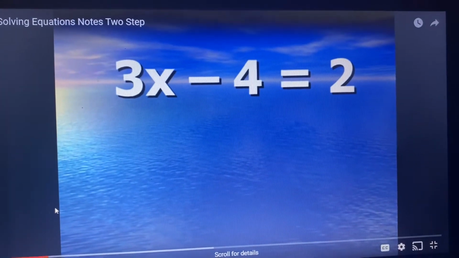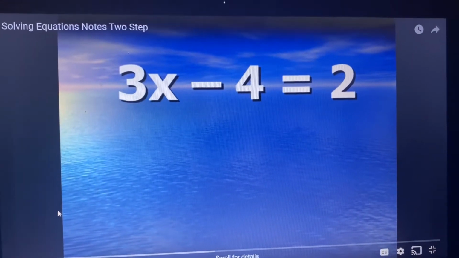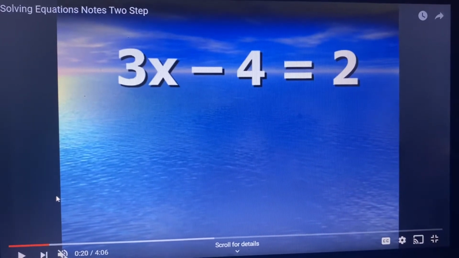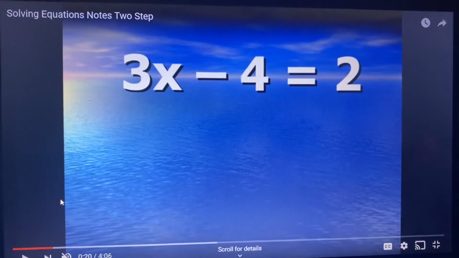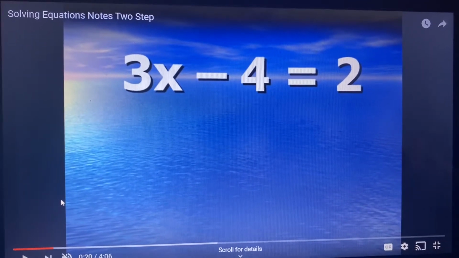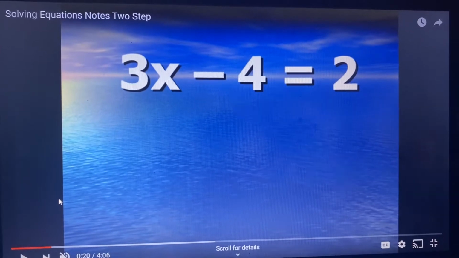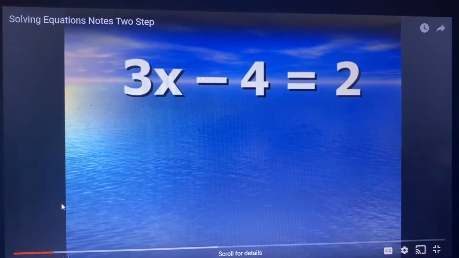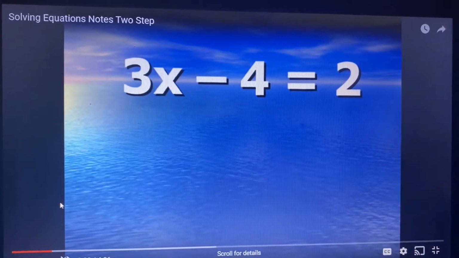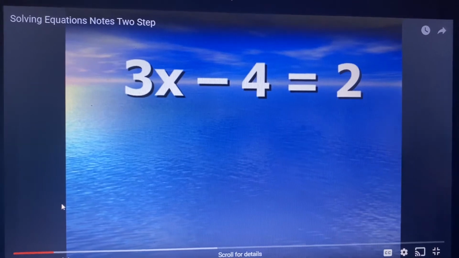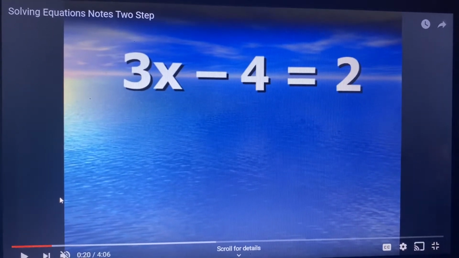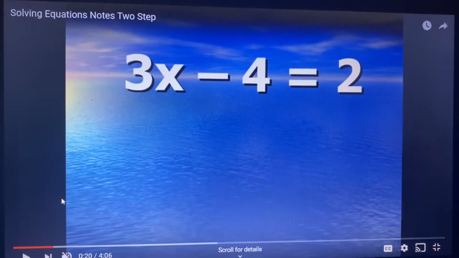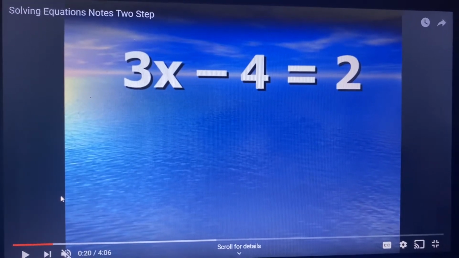Our first example reads 3x minus 4 equals 2. The very first thing we need to do to solve this two-step equation is to undo any addition or subtraction we see first by using additive inverse, or the opposite of what we see.